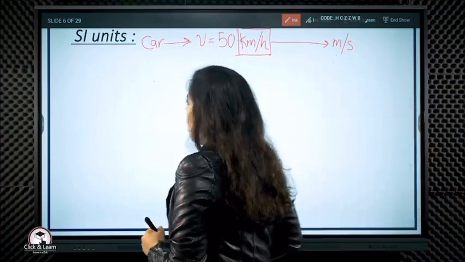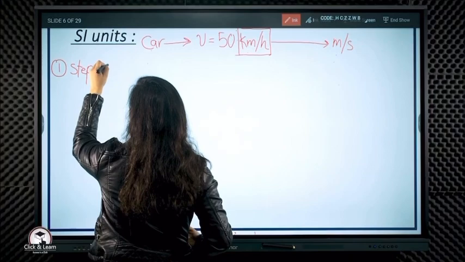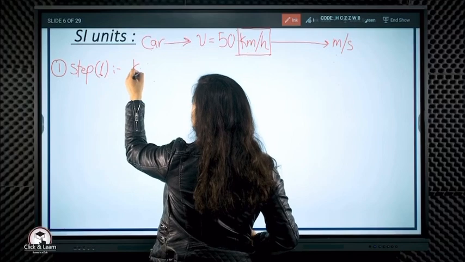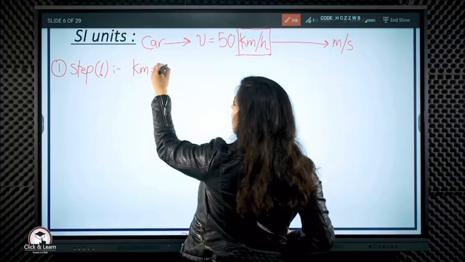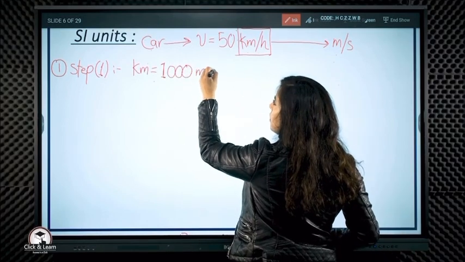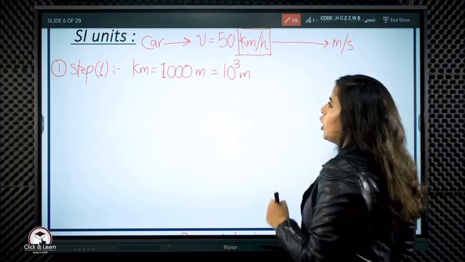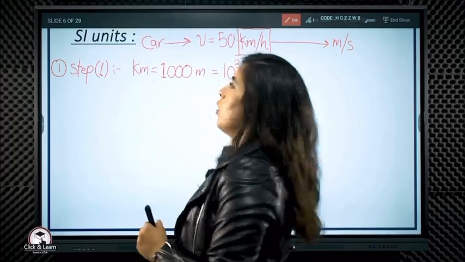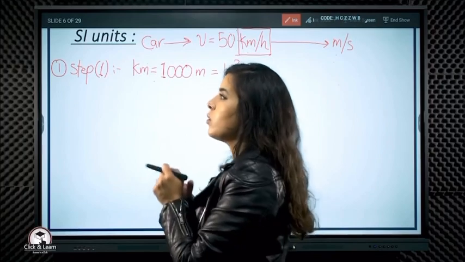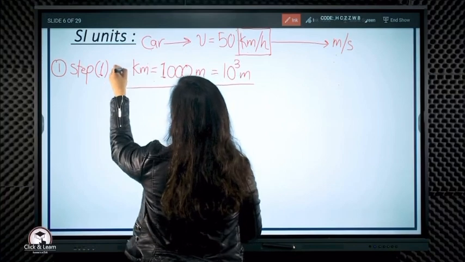First of all, step 1, we have steps. We need to memorize that the kilometer equals 1,000 meters, or in other words, 10 to the power 3 meters. Remember the prefixes: kilo equals 10 to the power 3 meters. Go back to the table in the previous slides and you're going to find that the kilometer equals 10 to the power 3 meters. So I have to know this and memorize it.